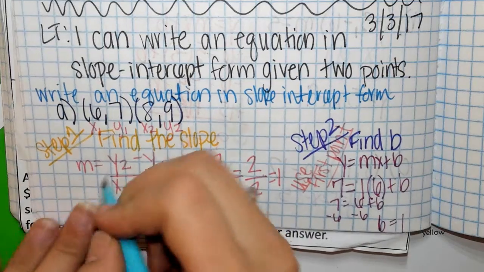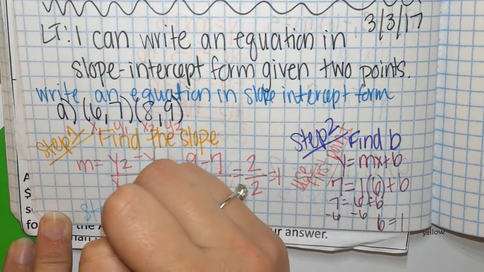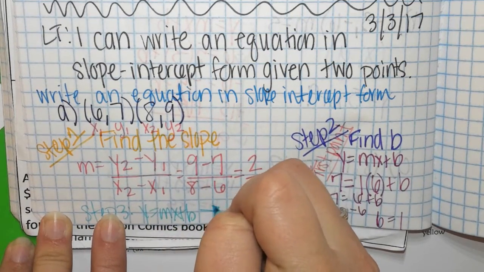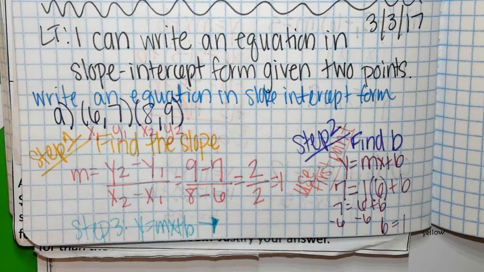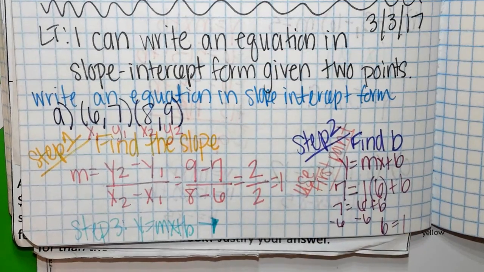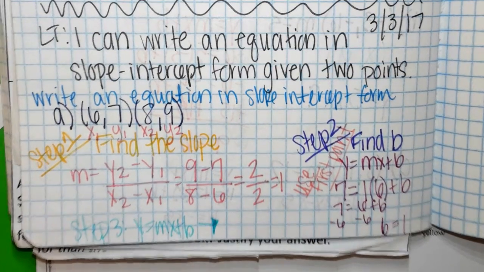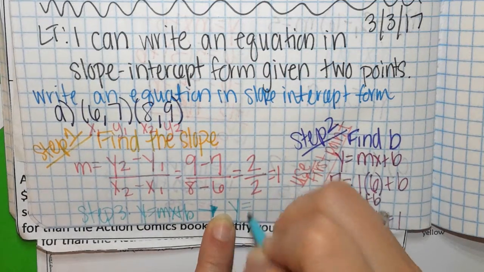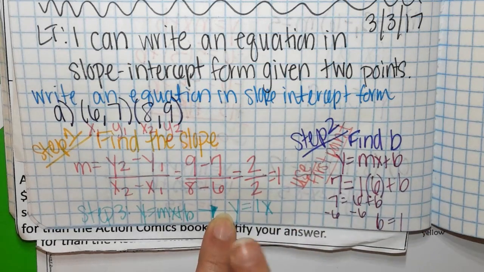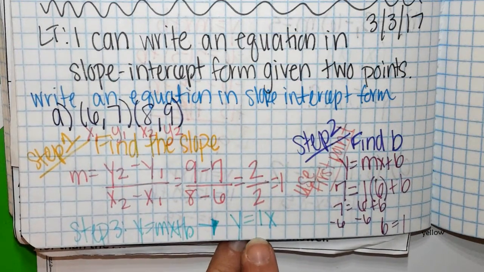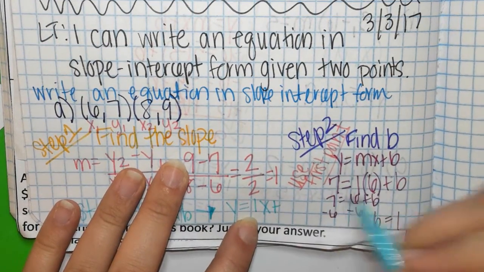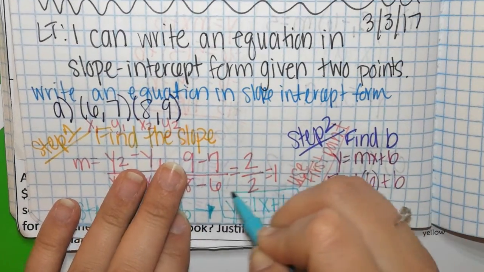No, we have to write in slope-intercept form. So step 3, y equals mx plus b. Now, remember, we don't plug our coordinates in this time. We plug in our slope and our y-intercept. So Reggie, can you tell me what I write first? Y equals 1x. Could we also just write x? Yes. Alright, Reggie, take a point. Austin, can you tell me what to write next? Plus 1. Fantastic. Take a point.